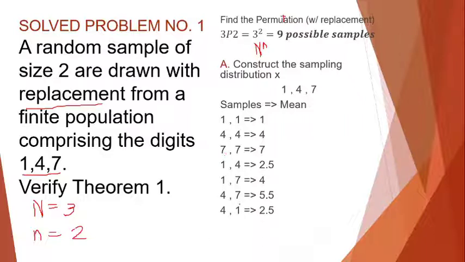So, ito, di ba meron tayong 1 and 4? Binalik lang natin ulit with replacement. 4 plus 1 is 5, divided by 2 is 2.5. 7 plus 1, tingnan nyo. Yung 1 and 7 meron na tayo, pero gumamit pa tayo ulit. 7 plus 1 is 8, divided by 2 is 4. And 7 plus 4 is 11, divided by 2 is 5.5. Although meron tayong 4 and 7, kumuha pa tayo ulit.